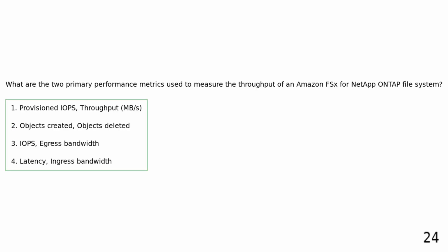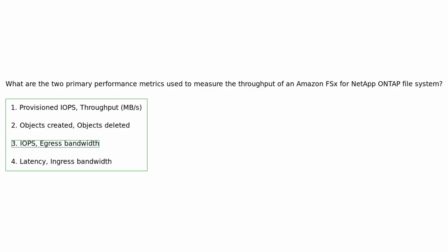What are the two primary performance metrics used to measure the throughput of an Amazon FSx for NetApp ONTAP file system? Provisioned IOPS, throughput. Objects created, objects deleted. IOPS, egress bandwidth. Latency, ingress bandwidth. Provisioned IOPS specifies the number of input/output operations per second, while throughput indicates the data transfer rate of the file system.